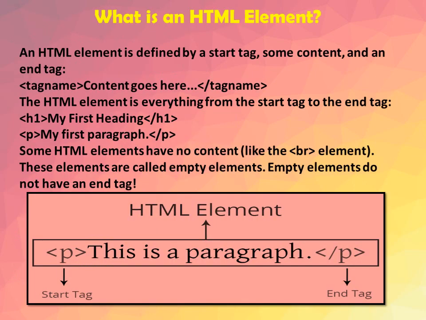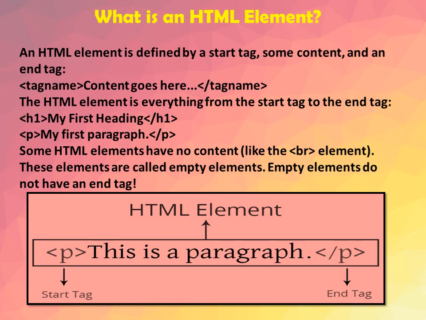Now we discuss what is an HTML element. So what is an HTML element? It is an element defined by a start tag, some content and an end tag. So tag name, content goes here and the closing of the tag name. The HTML element is everything from the start tag to the end tag. So whatever the content between the starting of the tag and closing of the tag, it is called an HTML element. H1, my first heading, closing of the H1. P, my first paragraph, closing of the P.